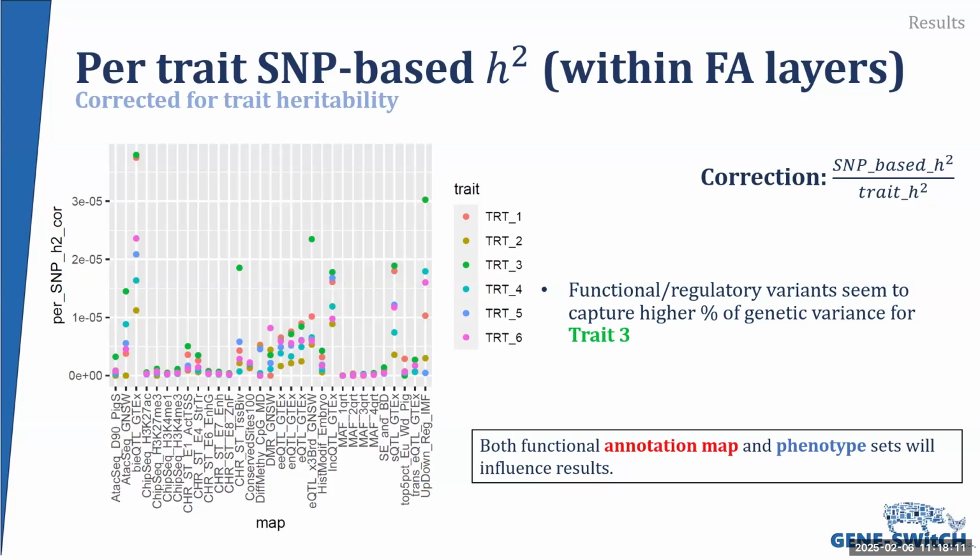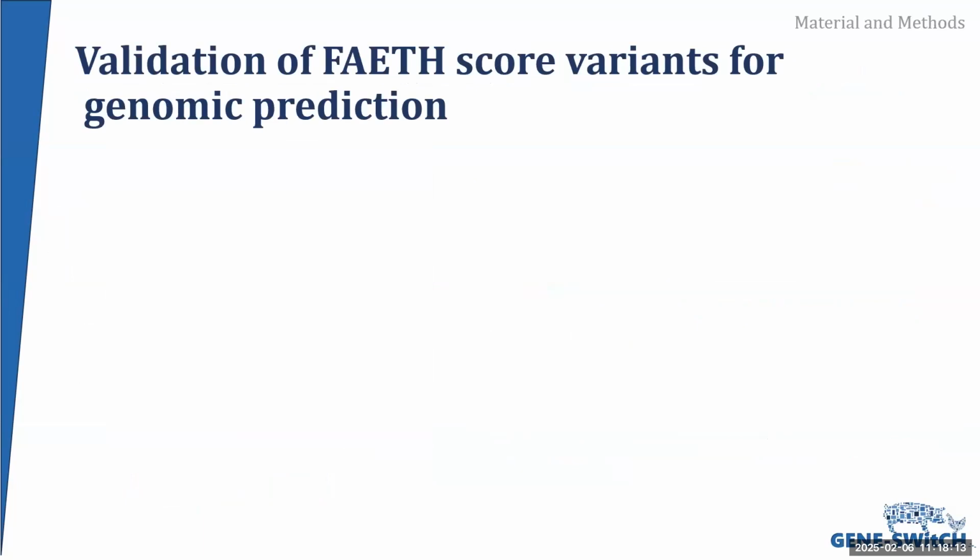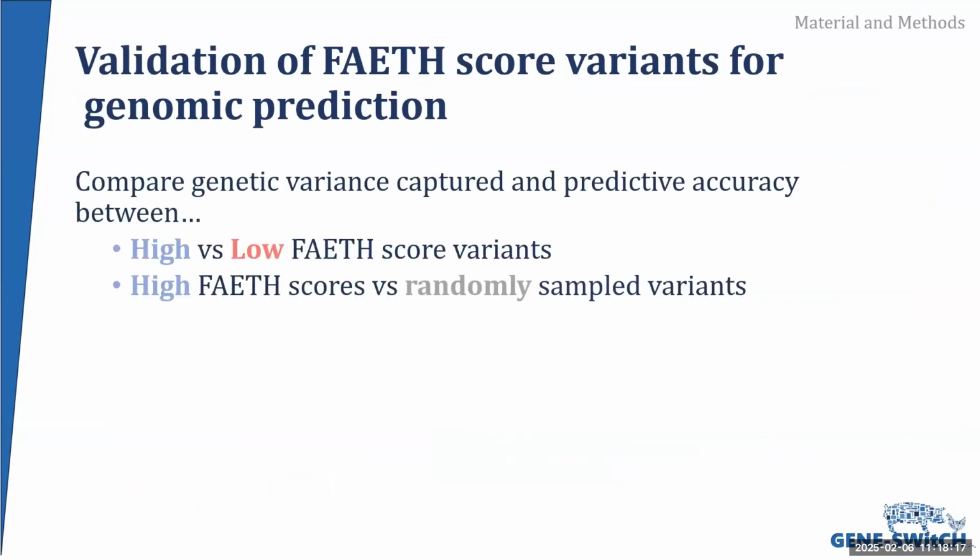Next, I wanted to talk about using FAITH scores to identify better genetic markers. As many of us know, when we sequence an individual and call genetic variants, we're often left with a very large list of potential variants. This is impractical for us to use in genomic selection. So we wanted to see if FAITH scores could be used to prioritize them as future genetic markers.